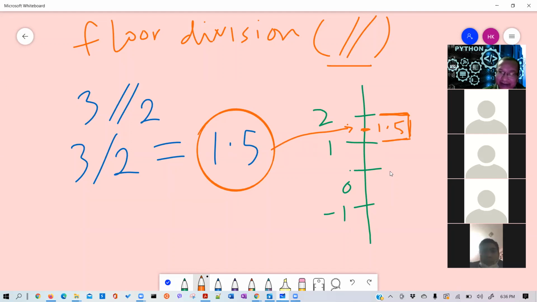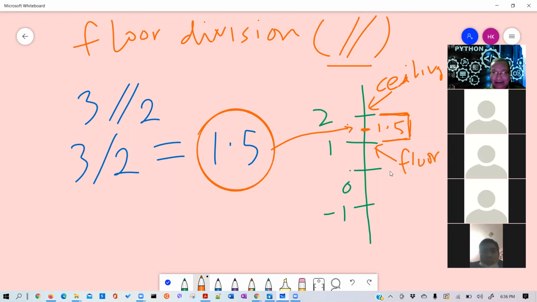Room ko floor, ceiling mathiko bag. So this is the ceiling, and this is the floor. So what is the floor of 1.5? Can somebody tell me what the floor is, just looking at this number line picture?